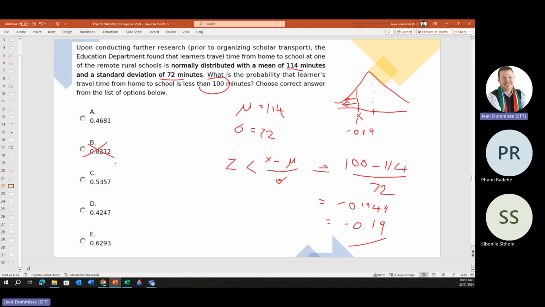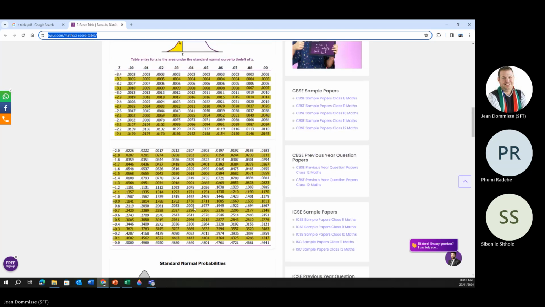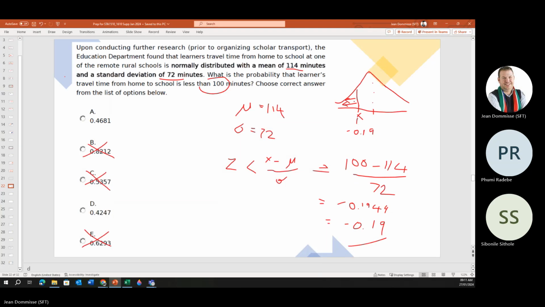Option B is not the option. Option C is not the option. Option E is not the option, because it must be smaller than 0.5. So let's see if we can get minus 0.19. Minus 0.19 gives 0.4247, option D.